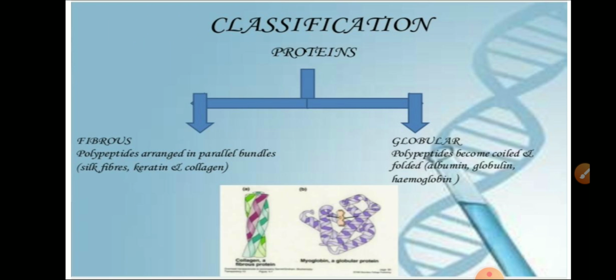Now next we have the classification of proteins. The proteins are of two kinds, fibrous protein and globular protein. The polypeptides which are arranged in the form of parallel bundles, like silk fibers, keratin and collagen, are examples of fibrous protein. And the globular proteins include albumin and globulin, which are coiled and folded.